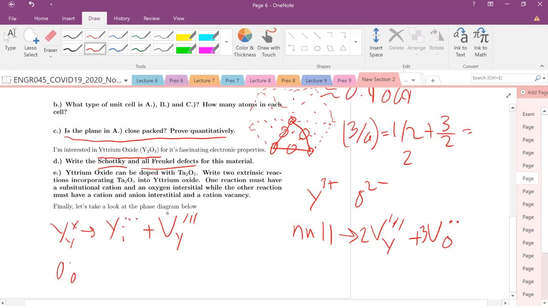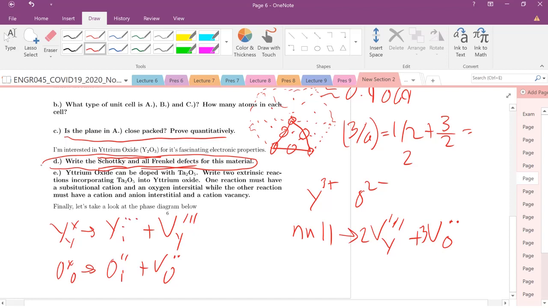Do the same thing for oxygen. So oxygen interstitial, 2 minus, plus vacancy in oxygen, 2 plus. Charge neutrality, we're balanced, good to go. So that is the Frenkel and Schottky defects for that material.